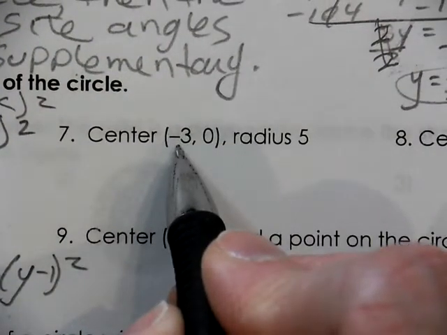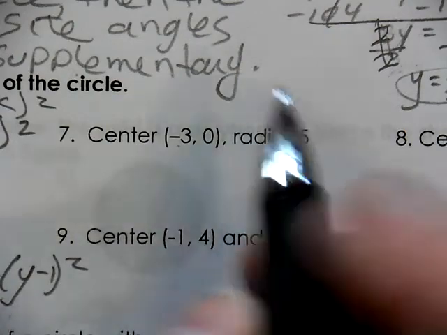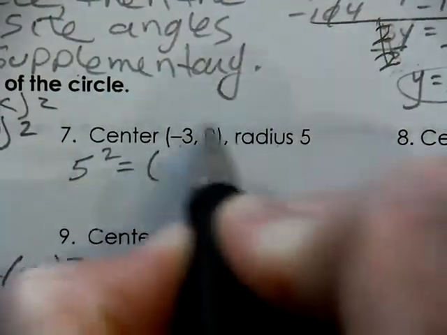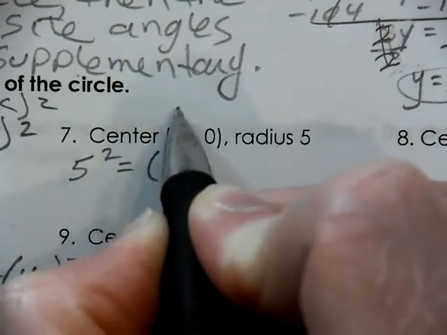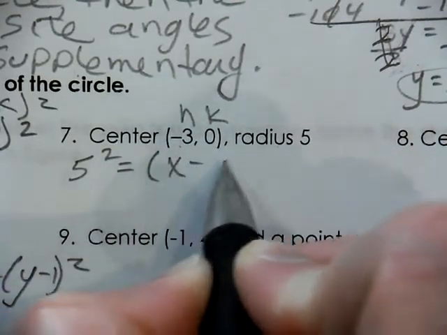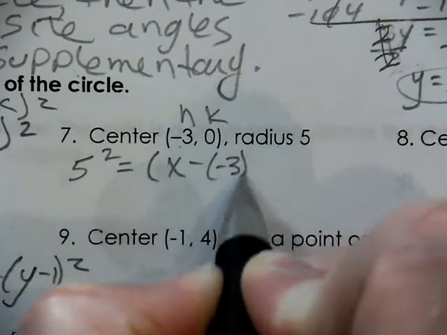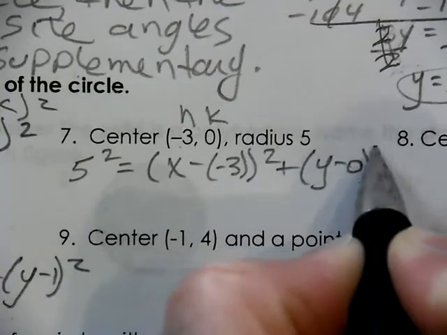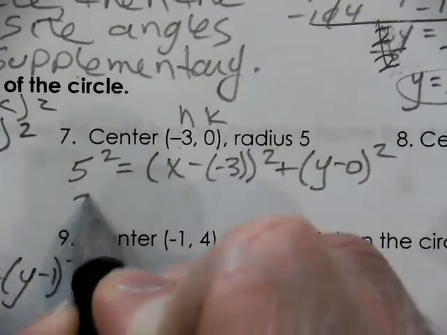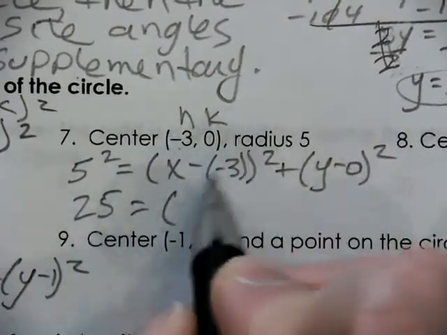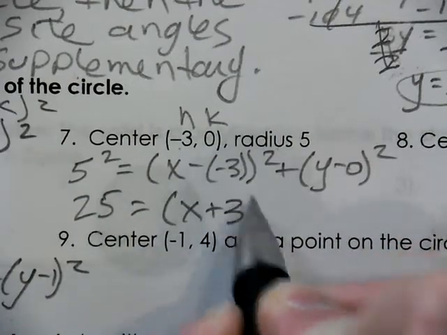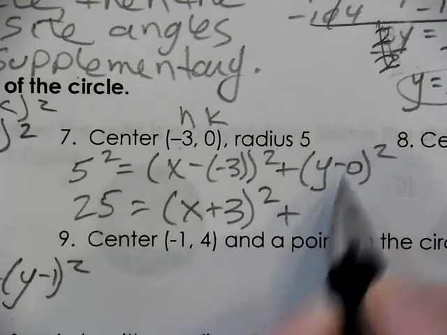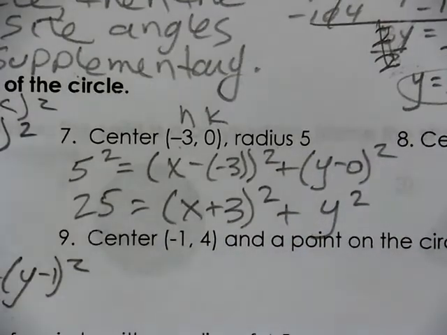So again, if we have the center and the radius is 5, we square that. This is your h and k, so x minus h squared plus y minus k squared. That's 25. This is going to be x plus 3 squared. And because you're subtracting 0, it's just y squared.